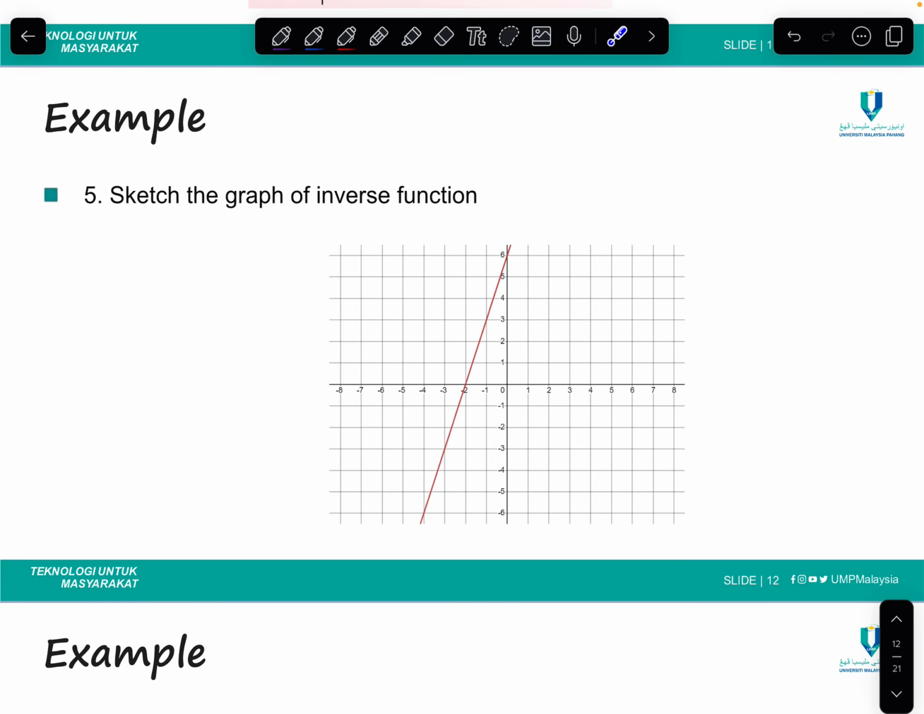Example, sketch the graph of inverse function. So let's say you are given a function of f. You must draw the graph of inverse function. We know that they are symmetric about the line y equal to x. So first you have to draw the y equal to x line. It must be 45 degrees.